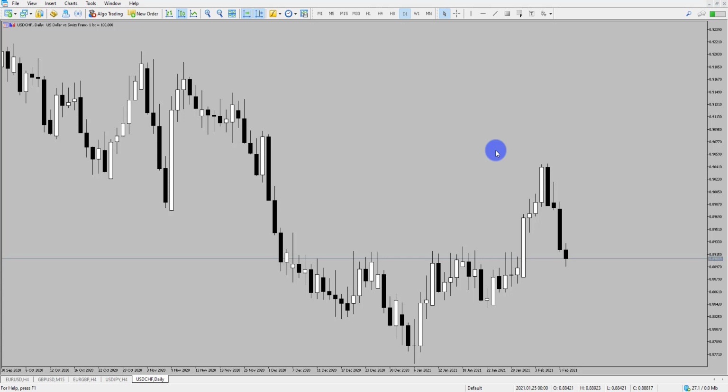In this video we're going to take a look at dollar Swiss as price has now fallen back to that supporting zone we were speaking about. Earlier we talked about the potential for the market to fall from this area here, from this area down to our major swing point.